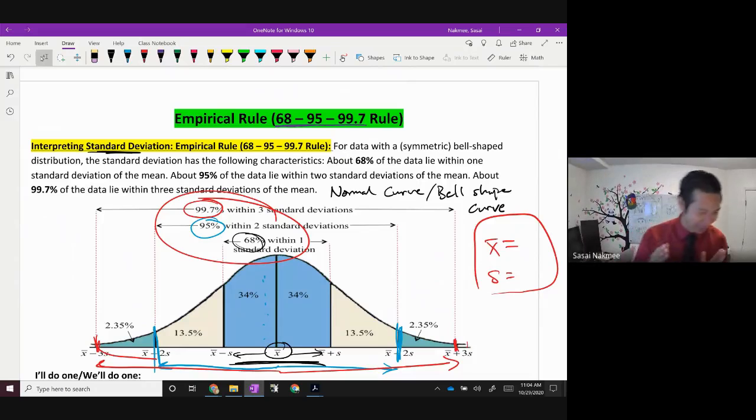Let me focus back over here. 68%, 95%, 99.7% is what we were talking about. And if you know the mean and you know the standard deviation, you can measure specific things. I was going with height, but you could also go with something like salary, like how much people are getting paid annually.